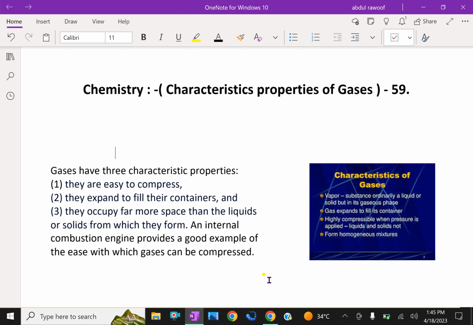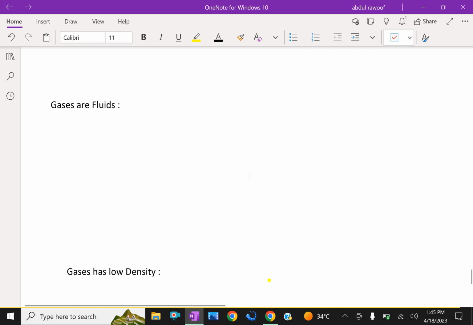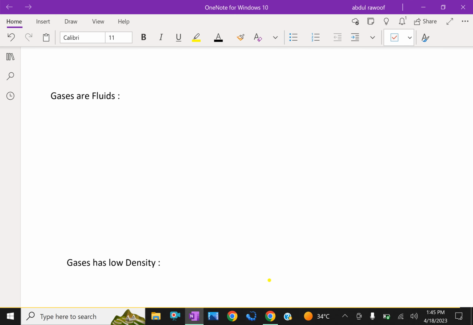Gases are fluids. Gases are considered fluids. People often use the word fluid to mean liquid. However, the word fluid actually means any substance that can flow. Gases are fluids because they are able to flow. Gas particles can flow because they are relatively far apart and therefore are able to move past each other easily.